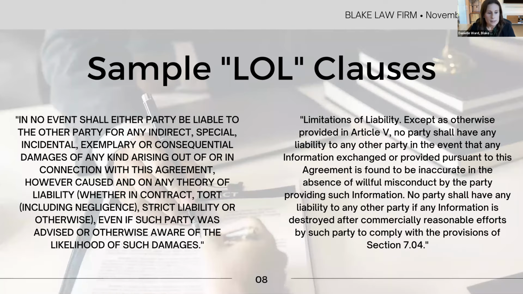Here are some sample provisions that I've included, just so you can see. The first one prohibits any indirect, special, or consequential damages. And the other one is just if there's any provision that's found to be inaccurate.